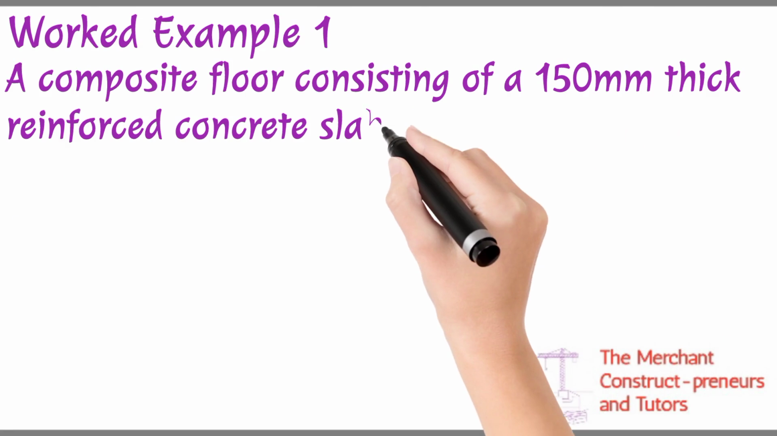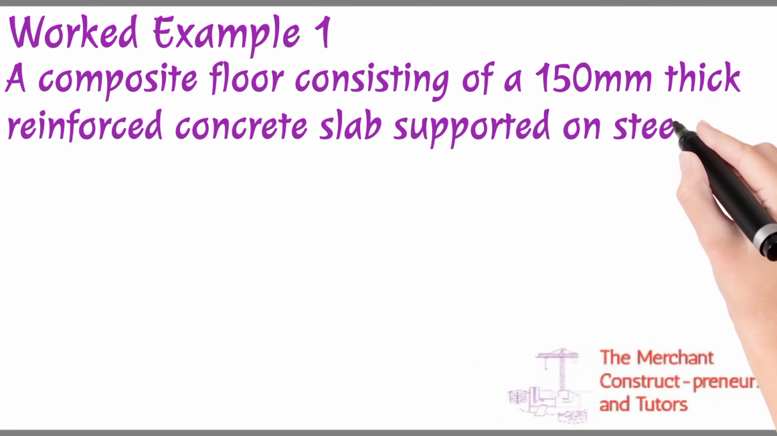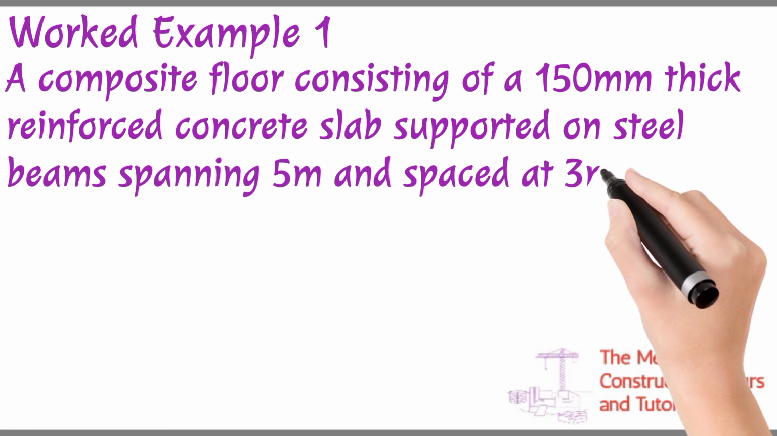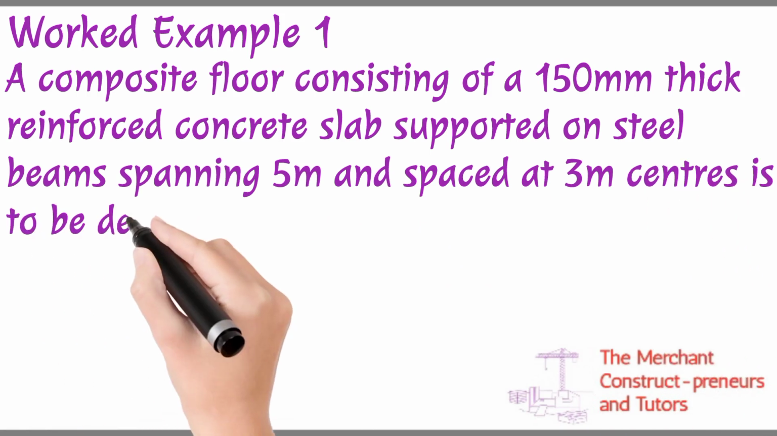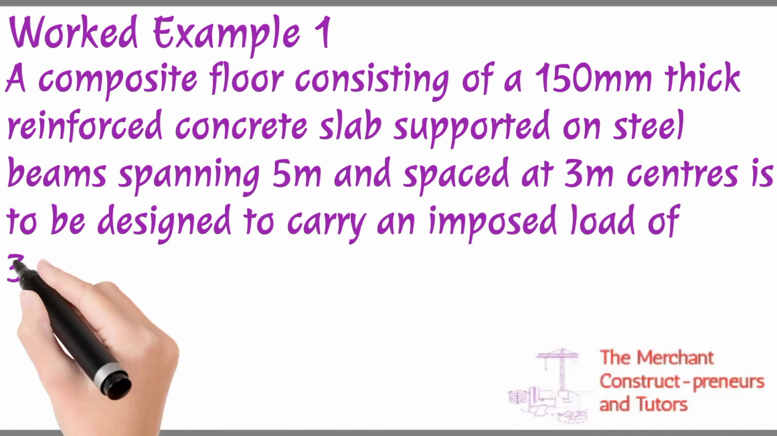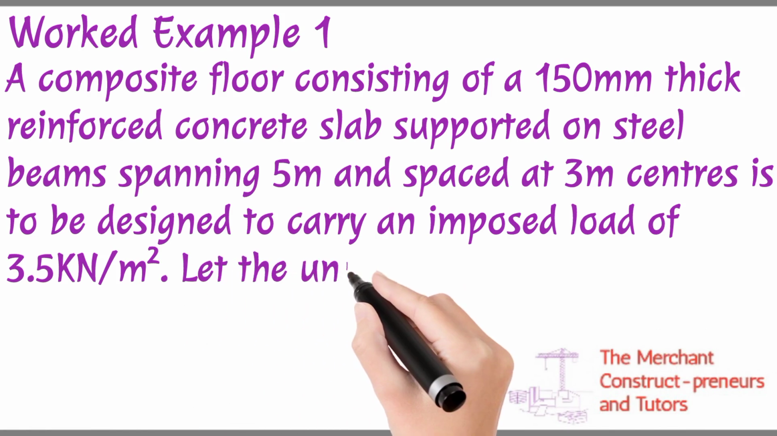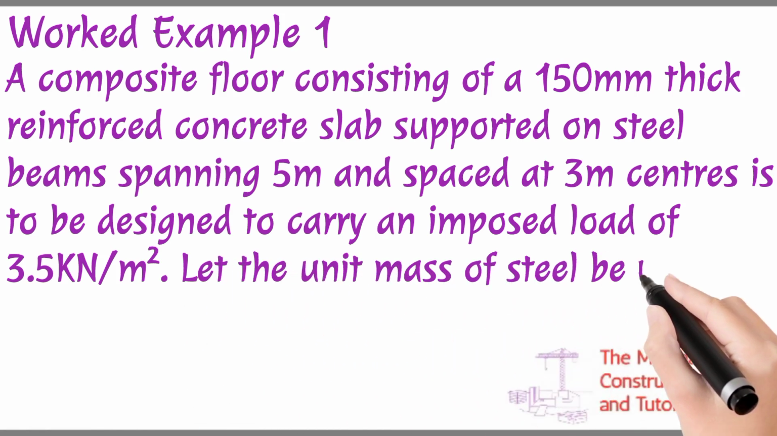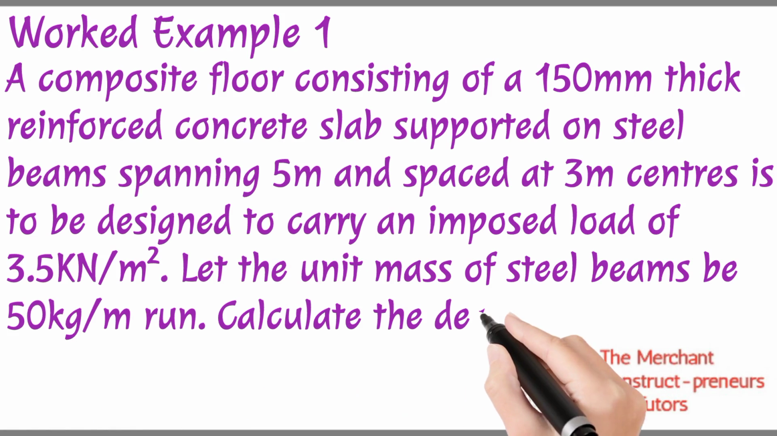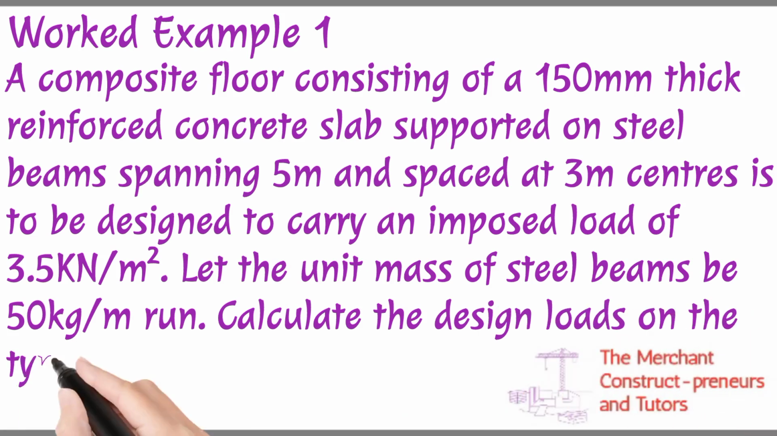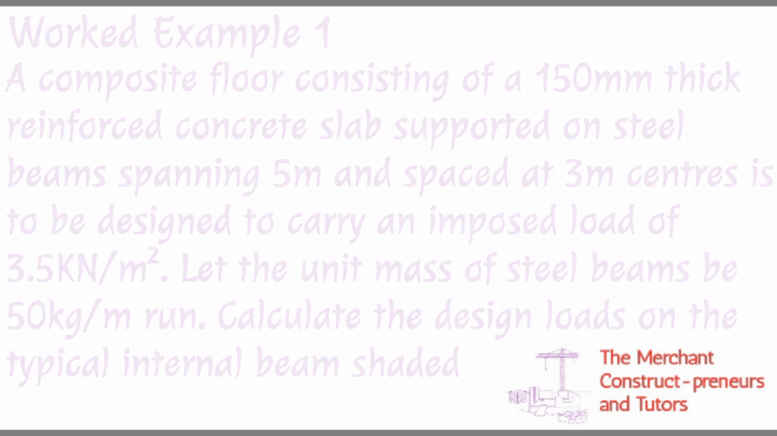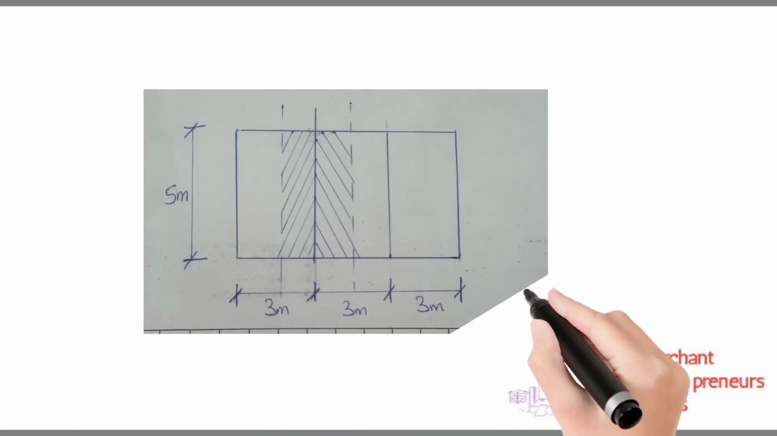So let's look at this example. A composite floor consisting of a 150mm thick reinforced concrete slab supported on steel beams spanning 5 meters and spaced at 3 meter centers is to be designed to carry an imposed load of 3.5 kN per meter square. Let the unit mass of the steel beams be 50 kg per meter run. Calculate the design loads on the typical internal beams shaded. So this is the question, and this is how it is shaded.